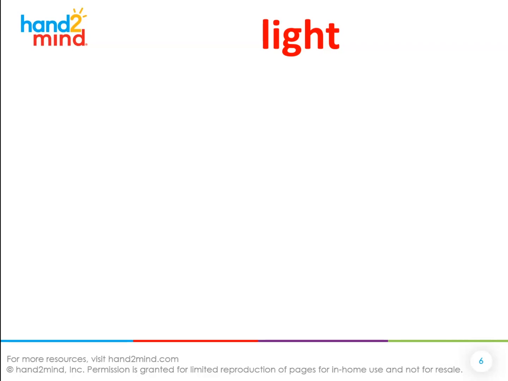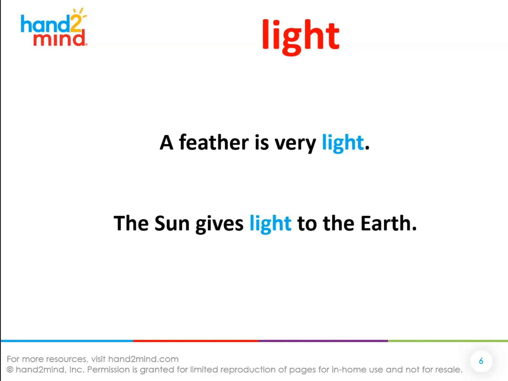Let's read two sentences that have the word light in them. A feather is very light. The sun gives light to the earth. I'm going to give you a few seconds, and I want you to think about the meaning of the word light in the first sentence, the meaning of the word light in the second sentence, and how are those meanings different?